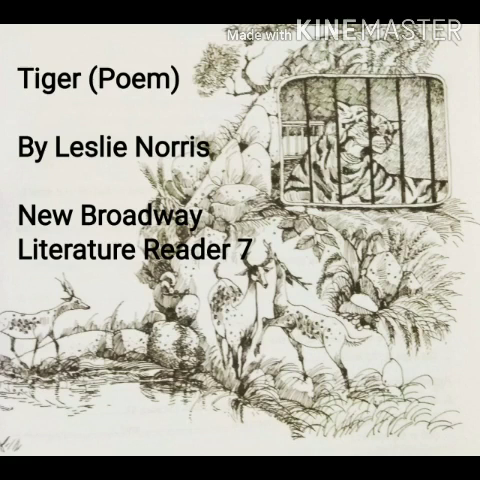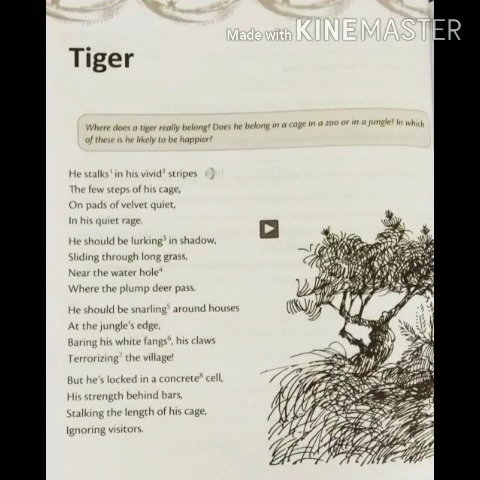Good morning, students. Today we are going to start a new lesson, in fact, a new poem from your literature reader book, that is Tiger. Now, we all know what is a tiger. Tiger is an animal, and animals are meant to be free. They are not meant to be in a cage. Always they should live in their natural habitat, right? So let us learn this poem.